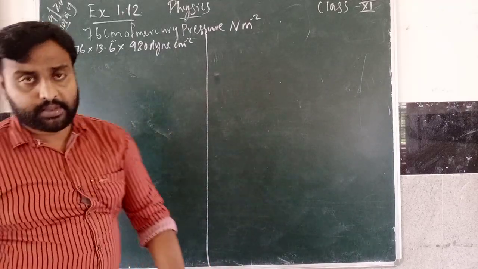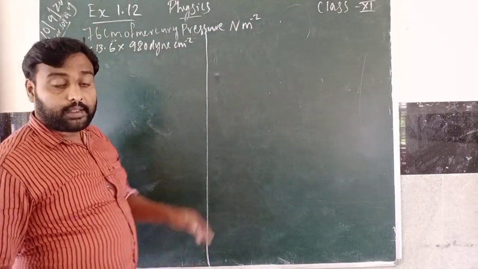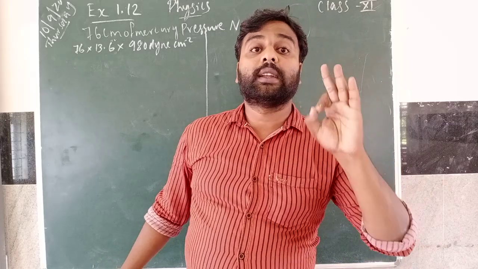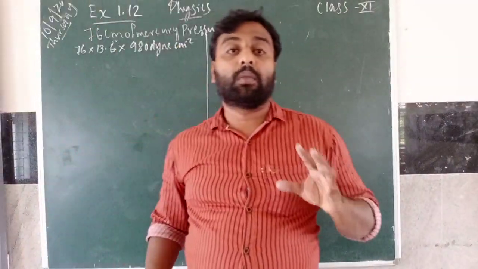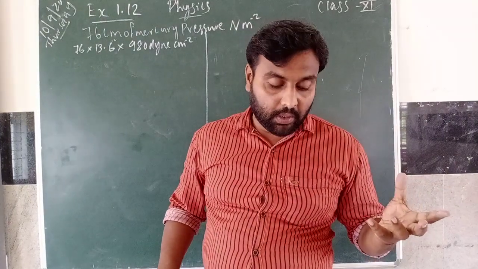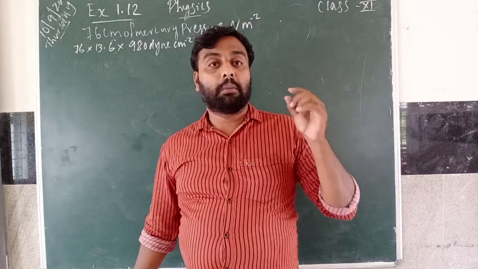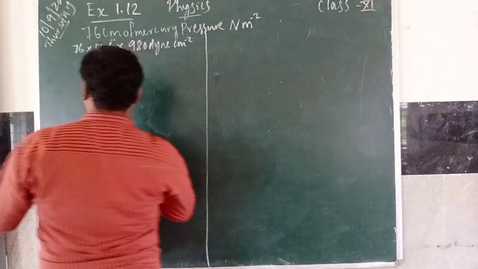This is what you have to do first: conversion. Now it is given in the question to use the method of dimensions. So first you have to write the dimensional formula for pressure. What is the dimensional formula for pressure? M L power minus 1 T power minus 2.